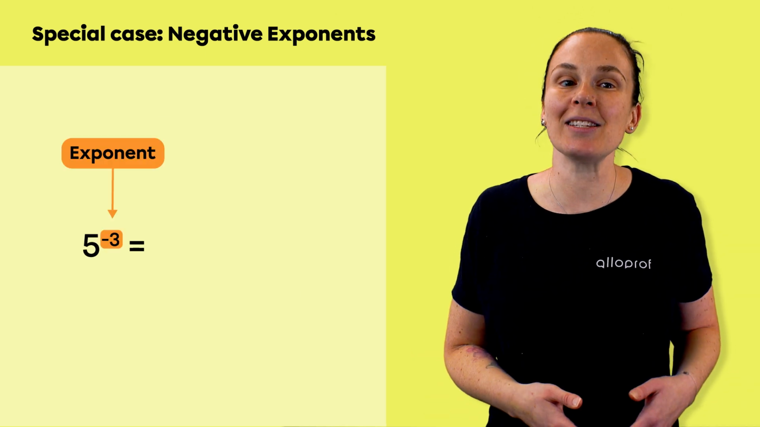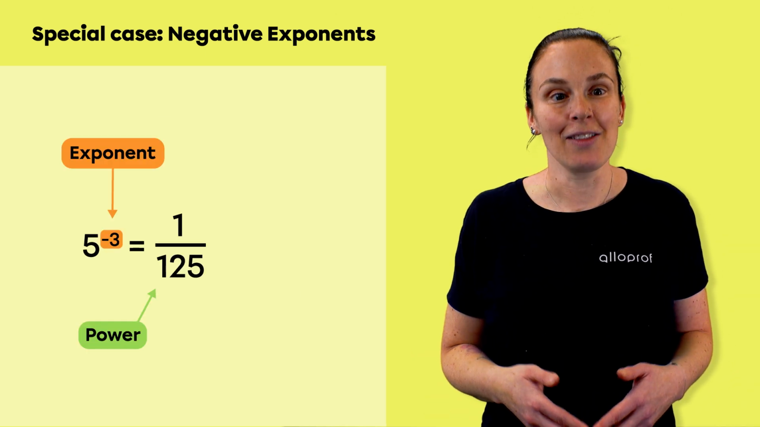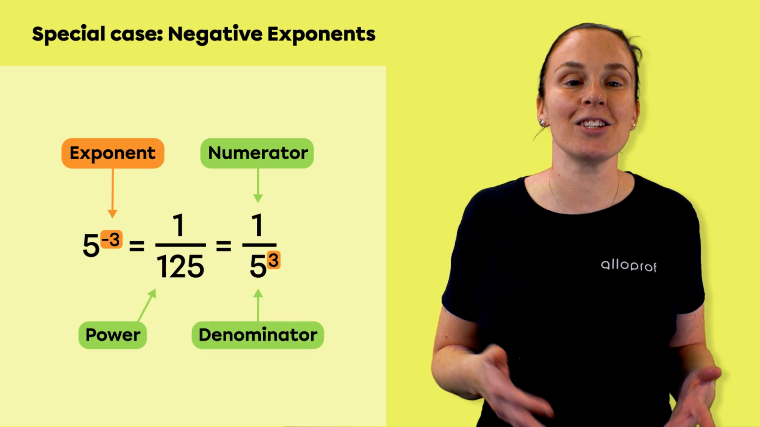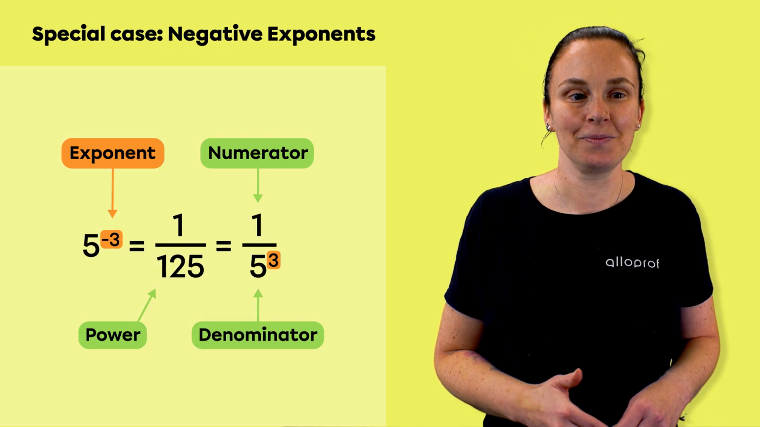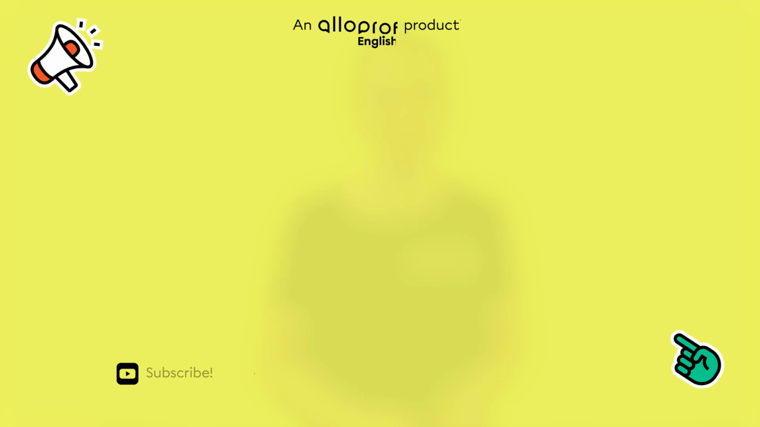Basically, when the exponent is negative, the power is a fraction. The numerator of the fraction is 1, and the denominator is the original base assigned to the same exponent, but positive. So to sum it all up, an exponent can be a positive or negative number, like we just saw, but can also be a fraction. To find out more about exponents and the laws of exponents, check out this crash course.